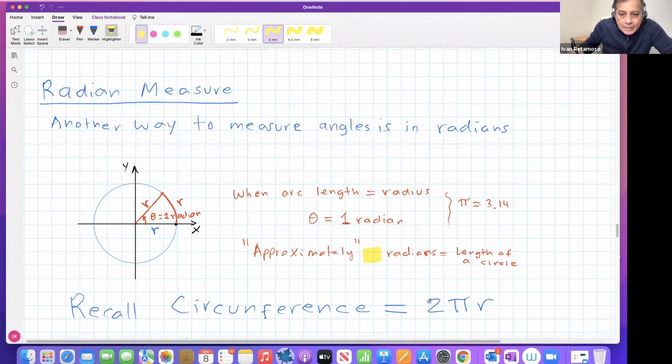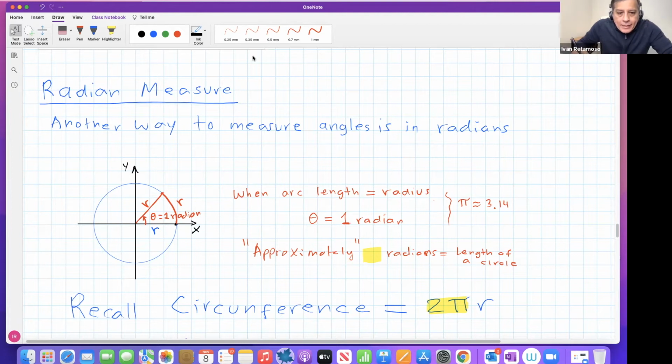Approximately, right? And the hint, look at this number, the value of this 2 pi. More or less, how much is 2 pi, numerically speaking? That could give you a hint of how many radians we need to complete a circle, approximately. Yeah, Anna, very close, very close.